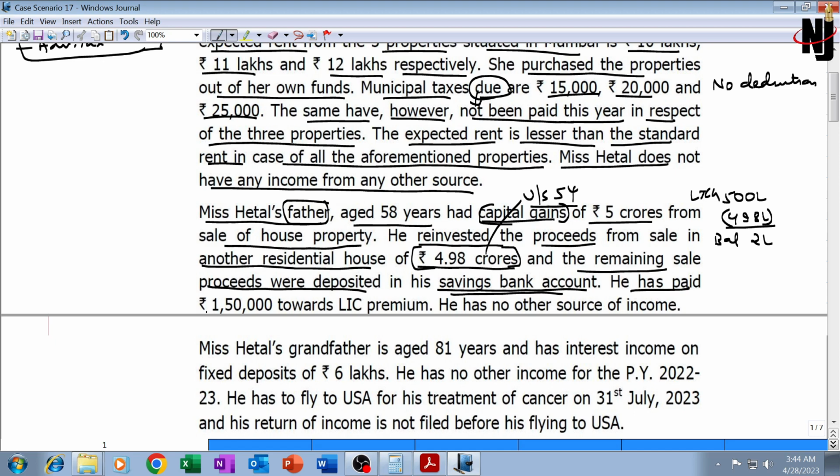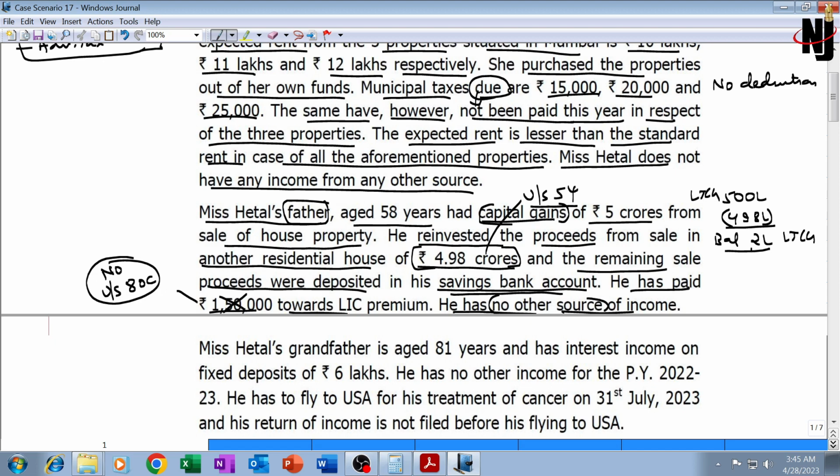He has paid 1,50,000 towards LIC premium. He has no other source of income. Now since he has no other source of income, this 1,50,000 would entitle him for 80C deduction, but 80C is not available against 2 lakh rupees of long-term capital gain. What is the status of this balance 2 lakh? Balance 2 lakh is still long-term capital gain, and chapter 6A deductions are not allowed against any special income taxable at special rate or against any long-term capital gain. So 1,50,000 will lapse.